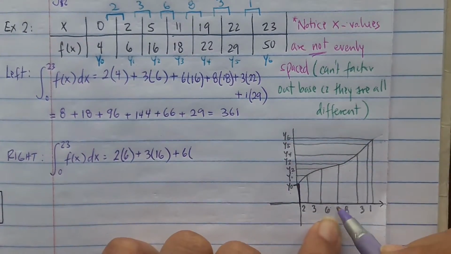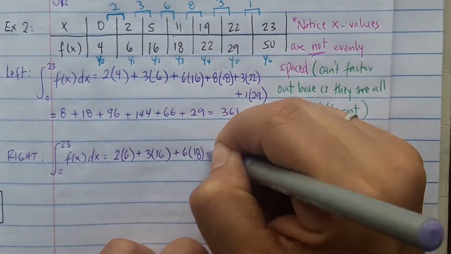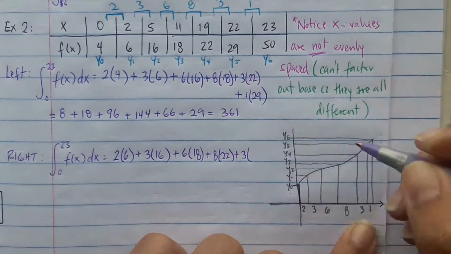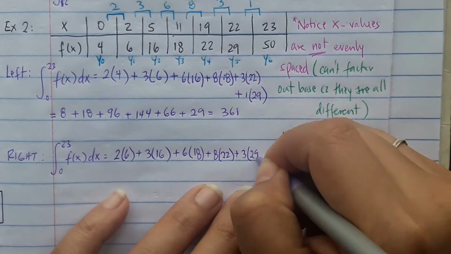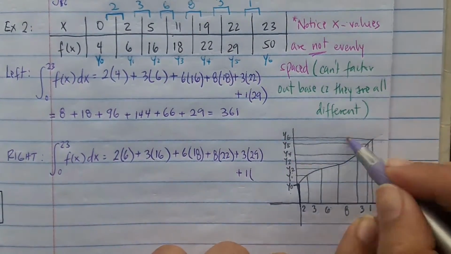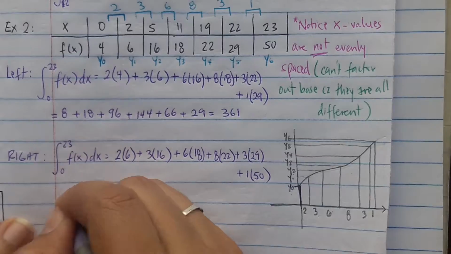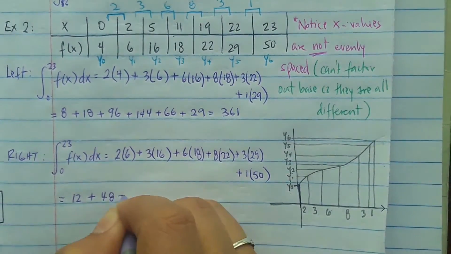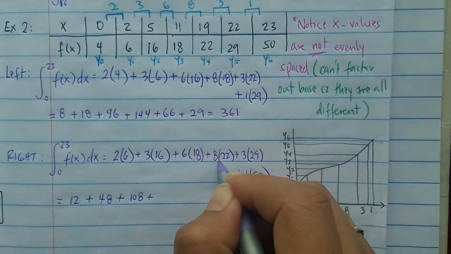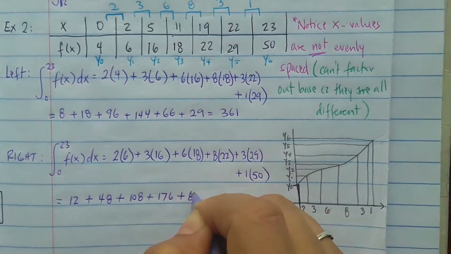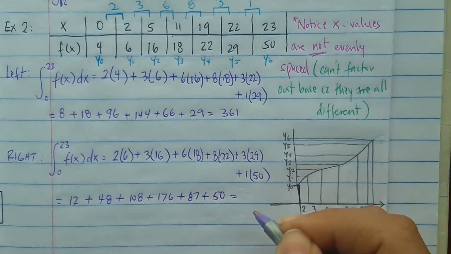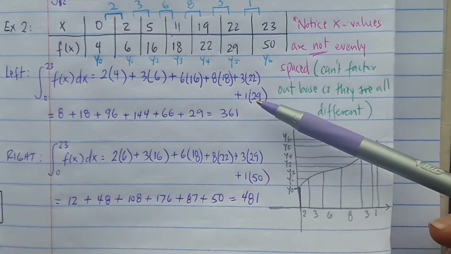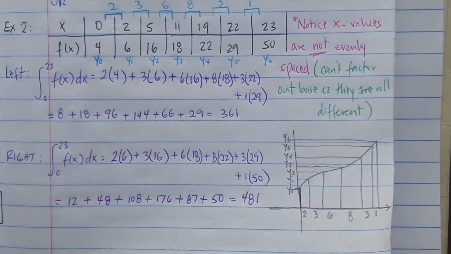Then 6 from the right, which is y3, which is 18. Then 8 from the right, which is y4, which is 22. Then 3 from the right, which is y5, 29. The last one, 1 times y6, which is 50. Then go ahead and evaluate that. You're going to get 12 plus 48 plus 108 plus 176 plus 87 plus 50, which is going to give me 481.